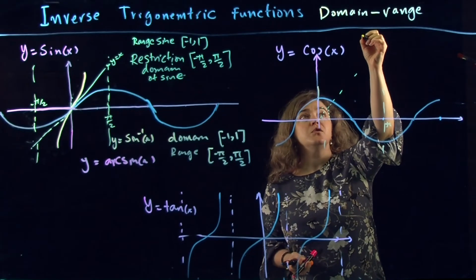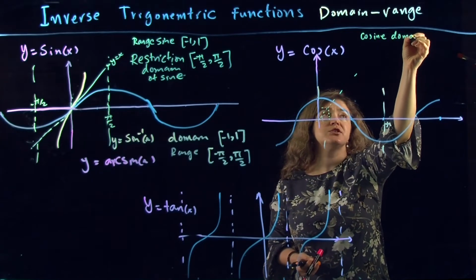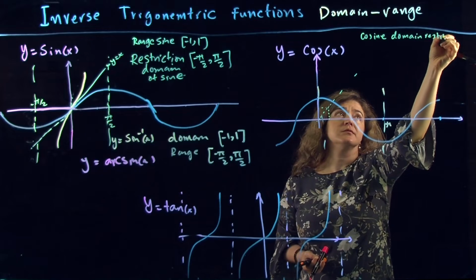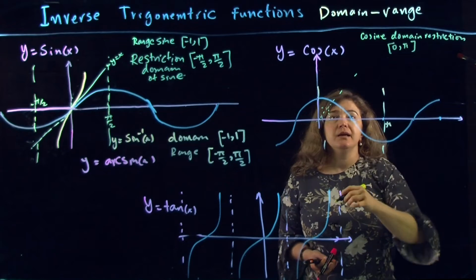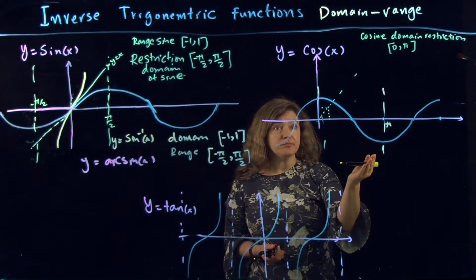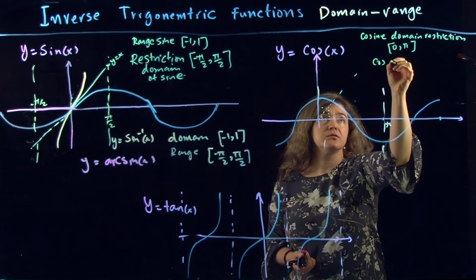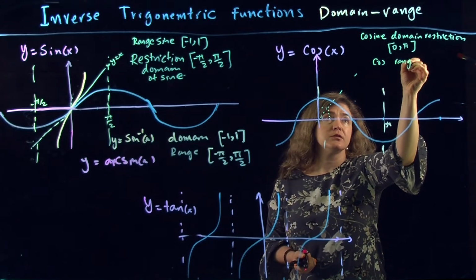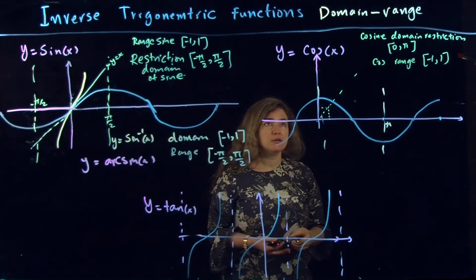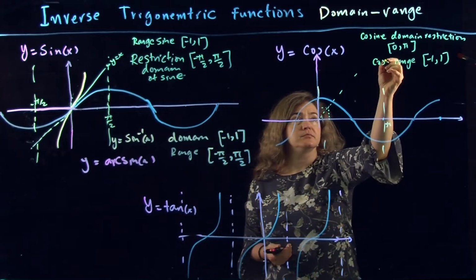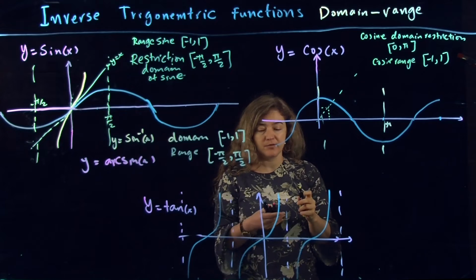So for cosine, the domain restriction is going to be from 0 to pi, and then the range is always the cosine range, -1 to 1, for cosine of x, of course. We're thinking about the parent function.